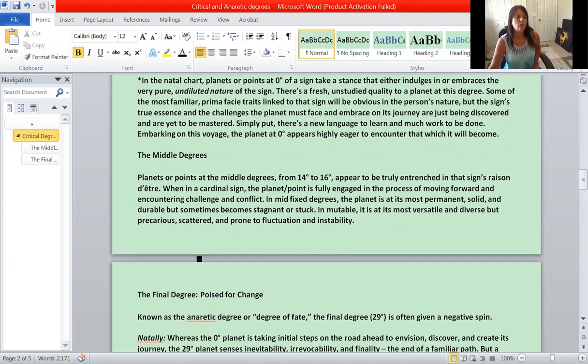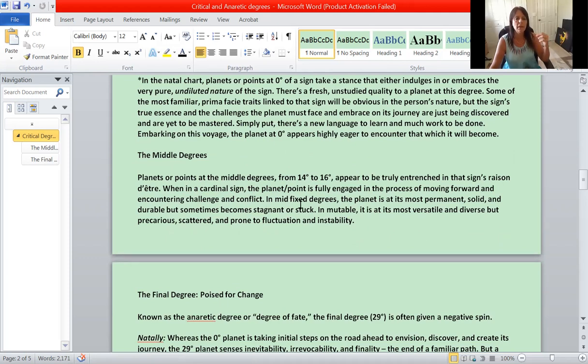All right, planets or points in the middle degrees, from 14 to 16, appear to be truly entrenched in that sign's raison d'etre. When in a cardinal sign, the planet or point is fully engaged in the process of moving forward and encountering challenge and conflict in the mid degrees. All right, let me read that again. When in a cardinal sign, okay, it's in the process of moving forward and encountering challenge and conflict.